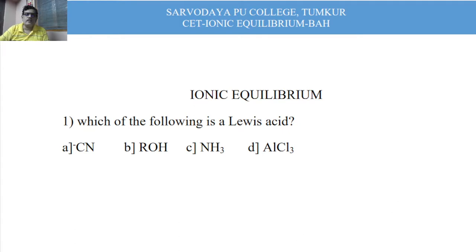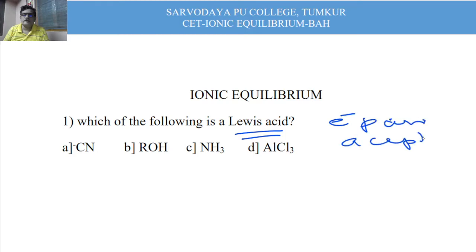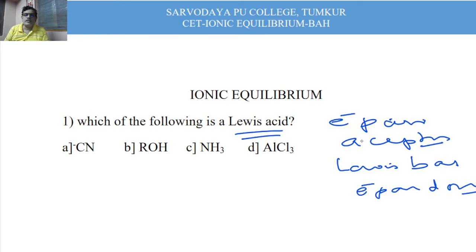First question, which of the following is a Lewis acid? See, Lewis acid is an electron pair acceptor, whereas Lewis base is an electron pair donor. Electron pair donor is Lewis base. So this is the electron pair acceptor donor theory. There is another theory called Bronsted acid base theory, where Bronsted acid is called proton donor and Bronsted base is called proton acceptor.